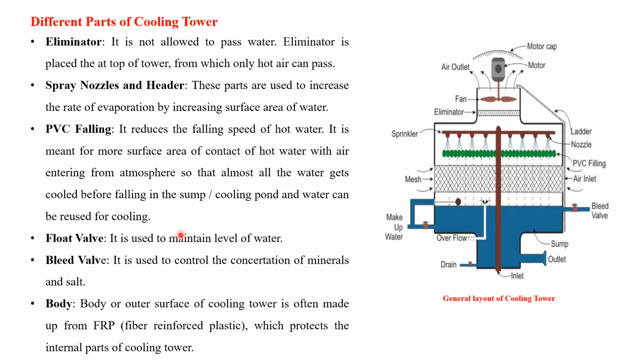Float valve: this float valve is not in the bigger cooling towers. It is just, as I told, in the air conditioning system. See, this float valve maintains the water level inside the sump. Bleed valve is to control the chemical concentration: if it increases, through this bleed valve you can drain these minerals. Body is the outer surface of the cooling tower, often made of FRP for smaller ones. And for higher cooling towers and higher capacity, they are made of concrete, which protects the internal parts of the cooling tower. So this is in brief about the different parts of a cooling tower.